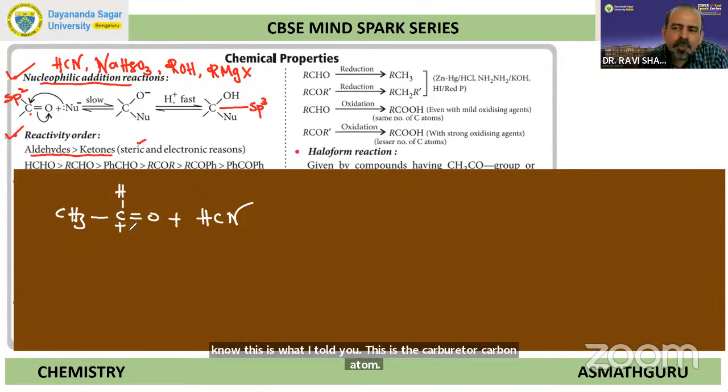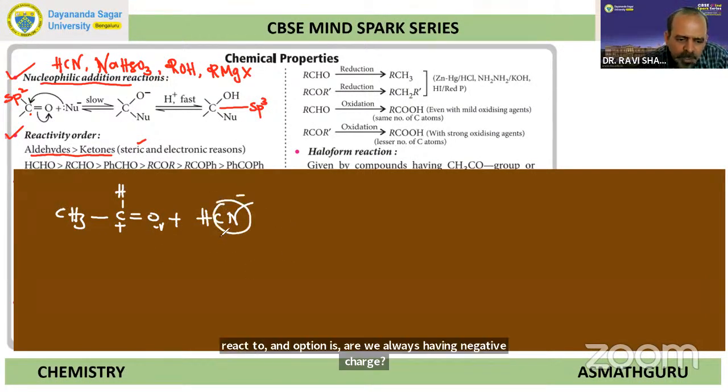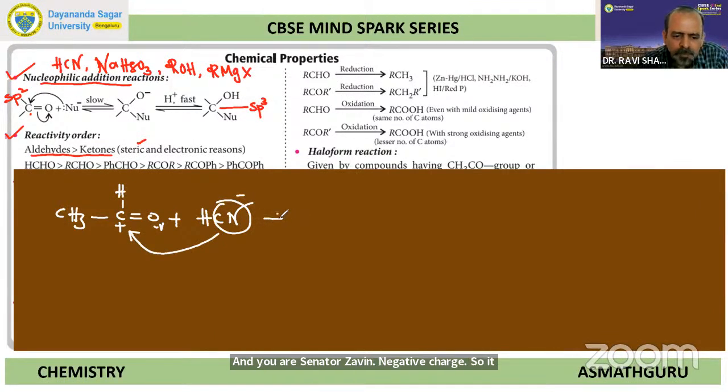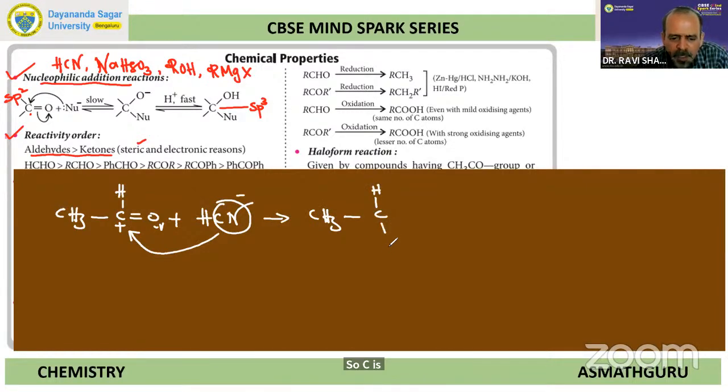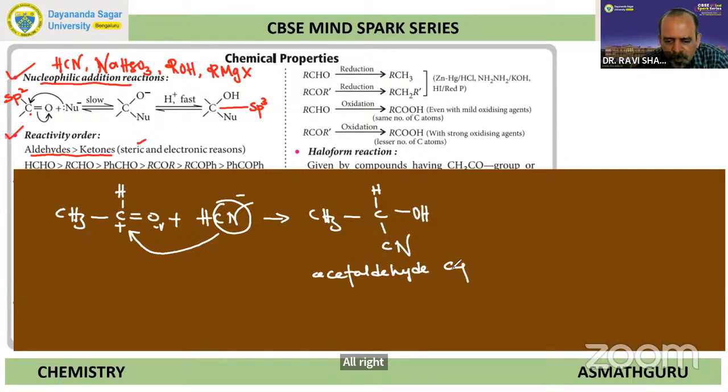If the positive charge is more, that is more reactive. And oxygen is always having negative charge, and your cyanide is having negative charge. So it attacks the positive carbon atom to form what? Sir, CH3CH(OH)CN. And this becomes OH. This is called acetaldehyde cyanohydrin.